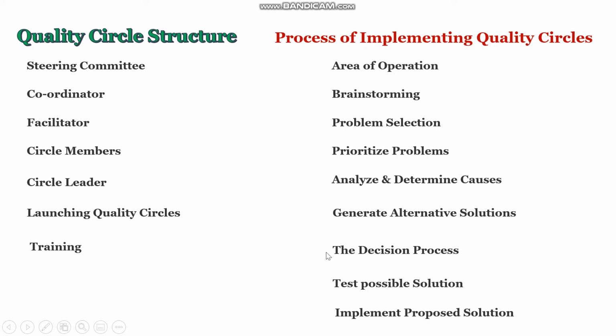Then you take a decision according to the alternate solutions, then test the possible solution, then implement the proposed solution. How to implement? You have to submit one report to the management. If management is willing to implement, you can immediately implement it to solve the problem in your department.